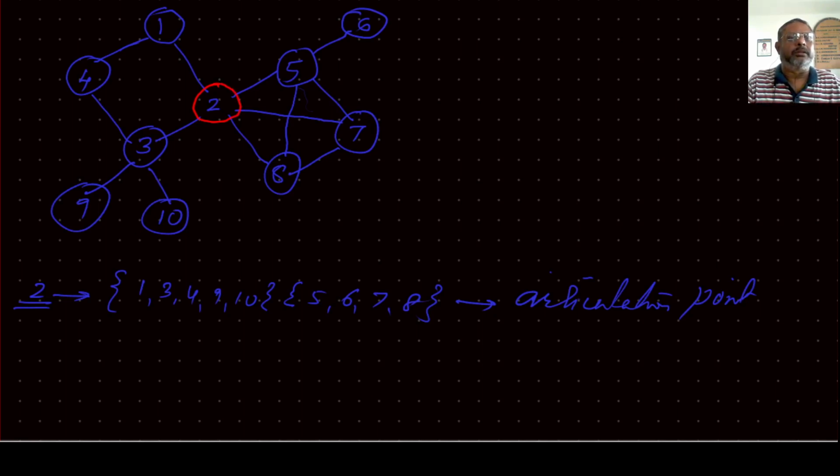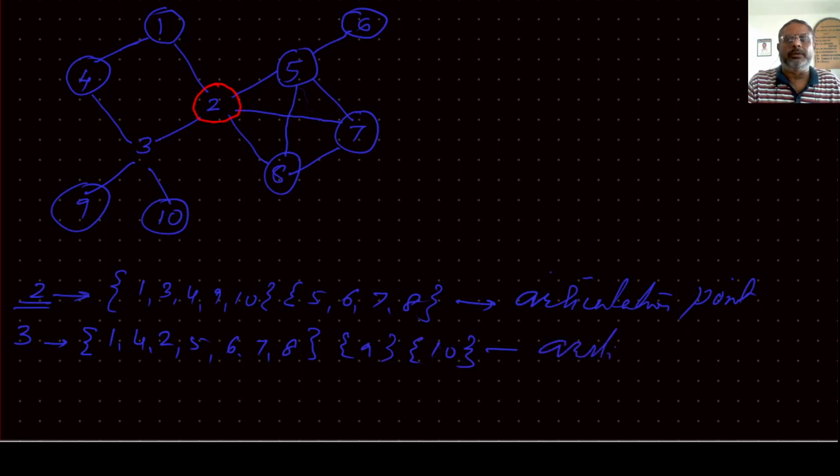Now looking at 3, if 3 is removed, what would happen? If 3 is removed, then we have 1, 4, 2, 5, 6, 7, 8 in one connected component. 9 is an independent node, 10 is an independent node. Therefore this is also an articulation point. So node 3 is also an articulation point.